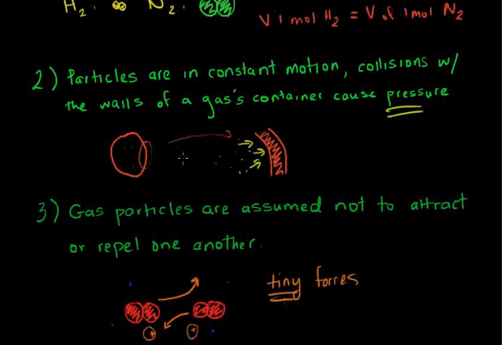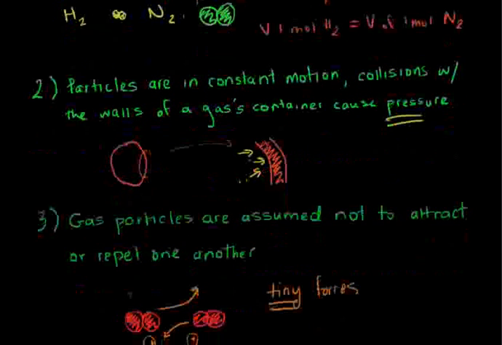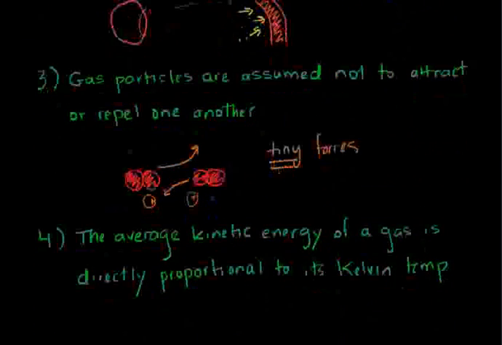This is kind of a theme of the KMT. It says things that happen at the really tiny molecular level, like the difference in size between hydrogen gas and nitrogen gas, when we talk about the macroscopic picture, are irrelevant. So that's the third rule of the KMT, and now let's move on to the fourth and final rule.